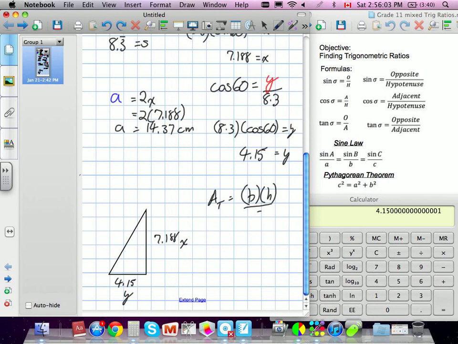I'll write it in here. You put it out. 4.15 times 7.188. You calculate for me. 29.83 divided by 2 is 14.91. 14.91. Probably round it to 15, but we'll be safe, right? You're not sure whether they want us to round or not. So the area of one of these triangles is 14.91.